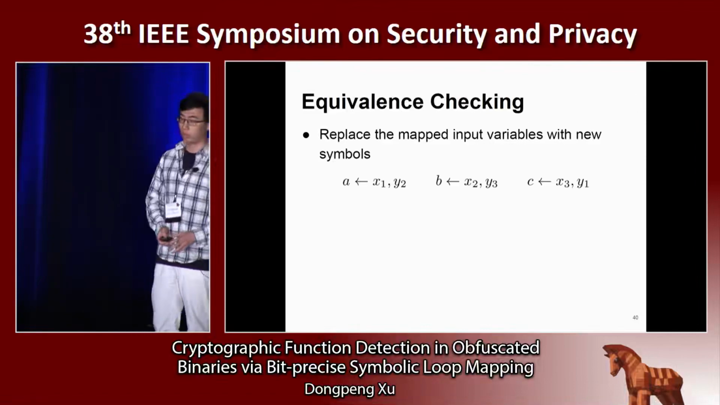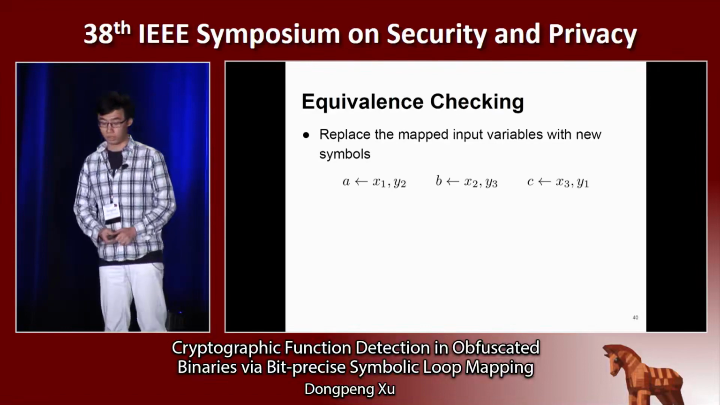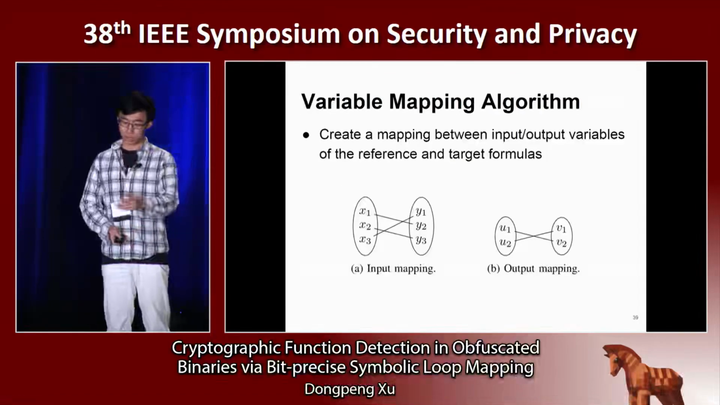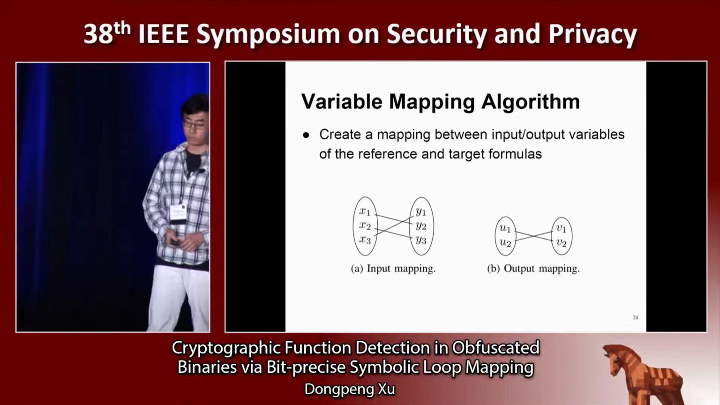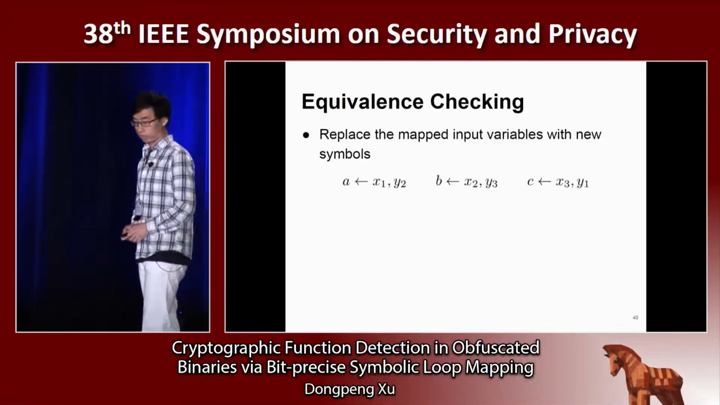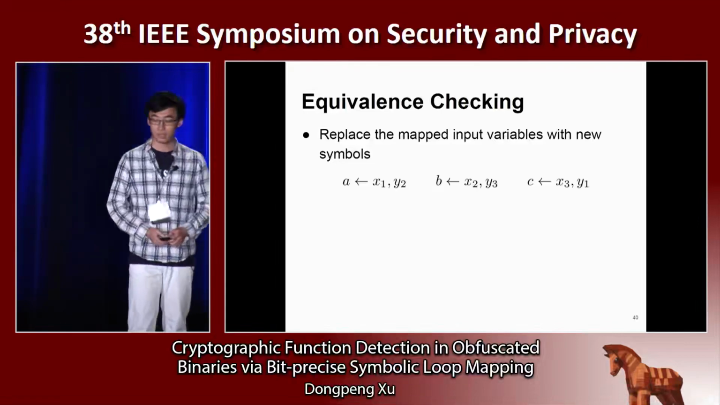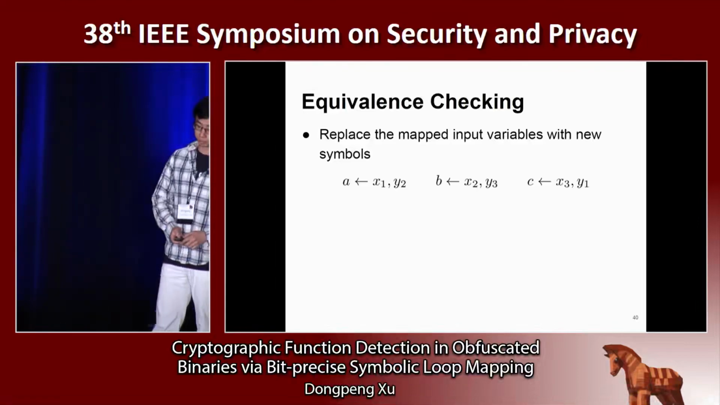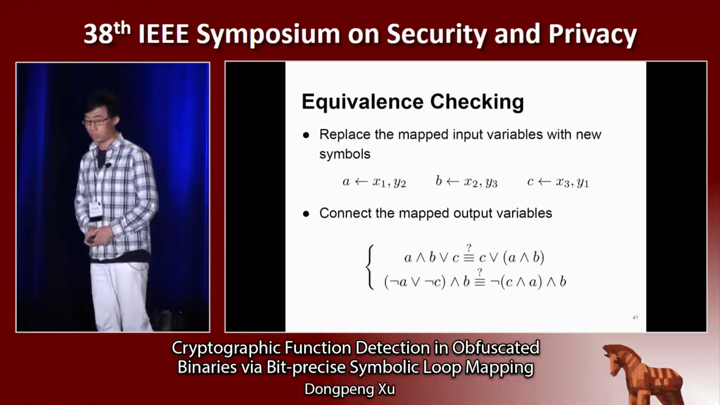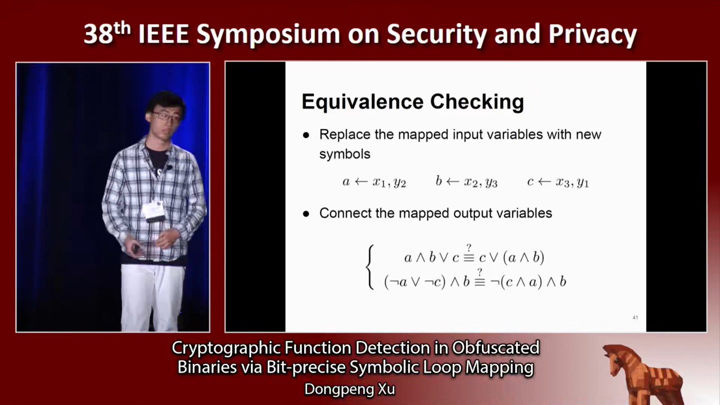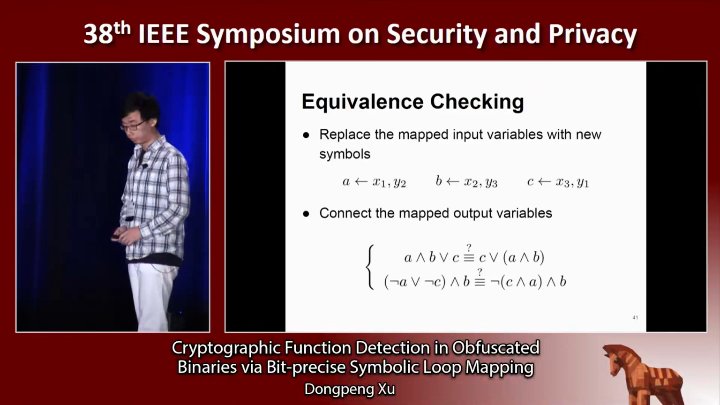First we replace the mapped inputs with the same symbol, such as here, we mapped x1 and y2, x2 and y3, and x3 with y1. Then we replace x1, y2 with A, x2, y3 with B, and x3, y1 with C. After that, we also connect the mapped output variables together to generate the final equation. So this is the final equation we need to check.